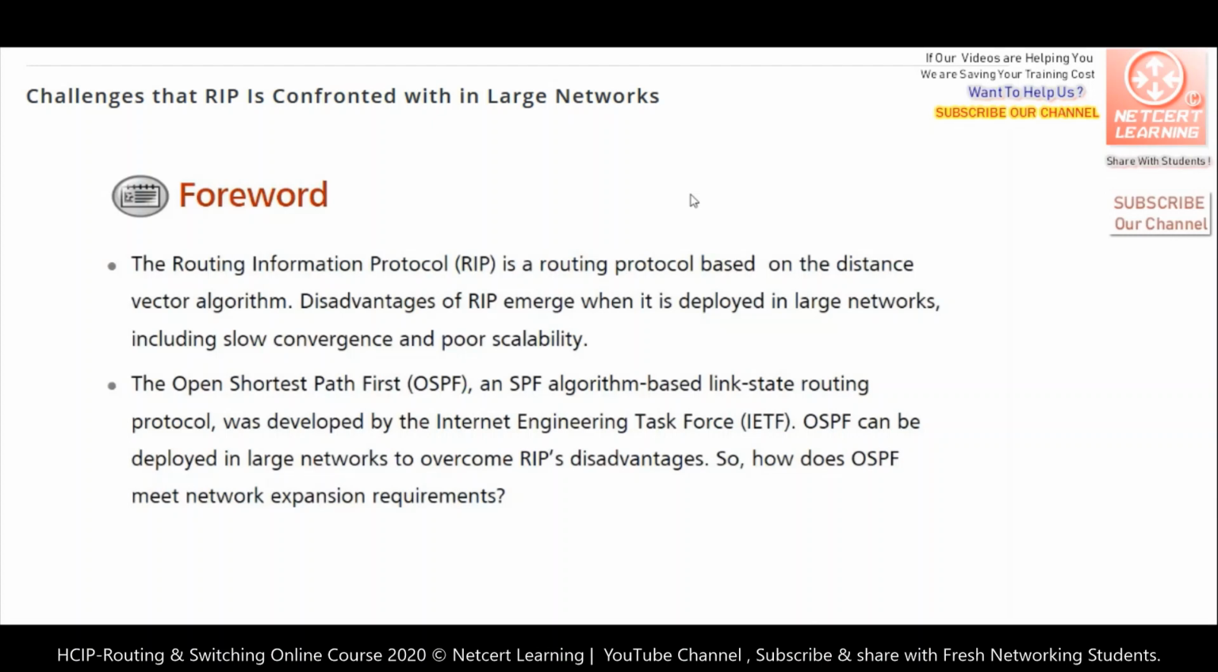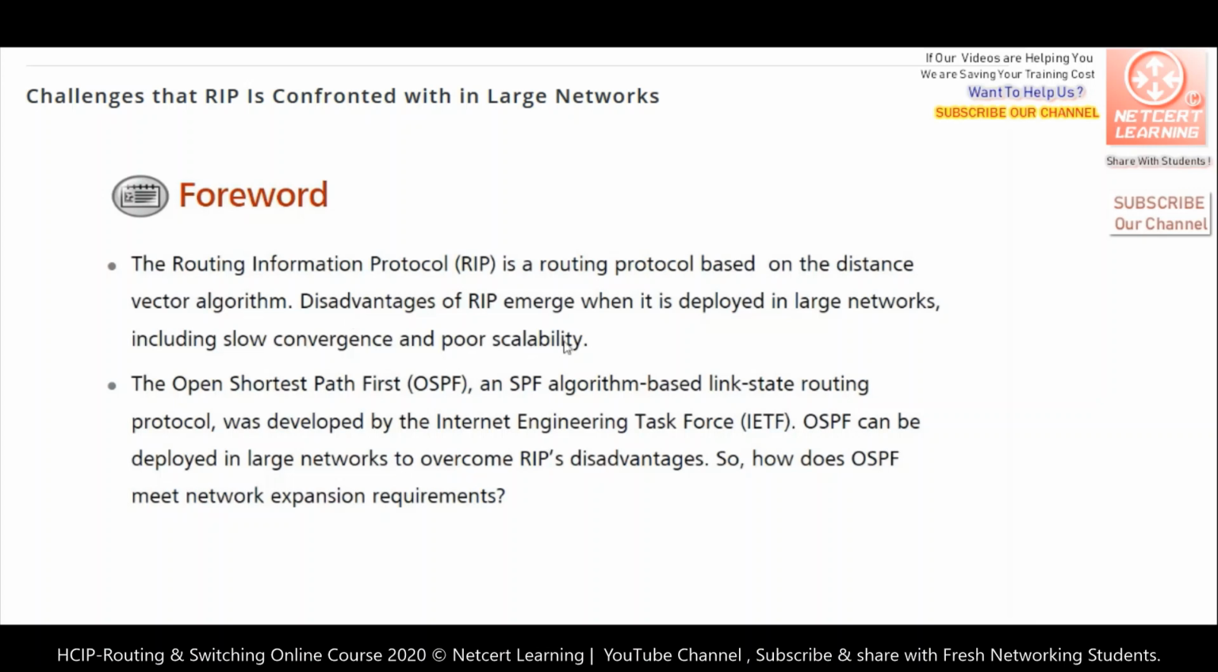We need to look into another protocol to do a comparison. Here, we are going to use RIP as an example for our comparison. RIP is a routing protocol based on the distance vector algorithm. Disadvantages of RIP emerge when it's deployed in a large network, including slow convergence and poor scalability.